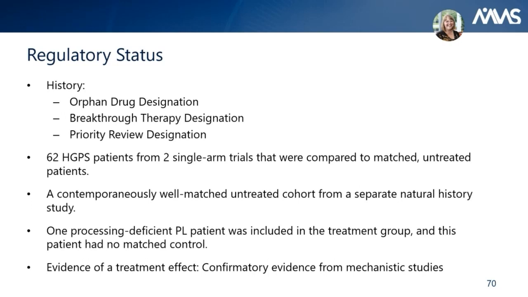But the mechanistic studies showed that fibroblasts from both types of patients responded similarly to the drug, and that scientific justification was there to show that the two diseases shared a similar pathophysiology, mechanism of action, and disease manifestations.